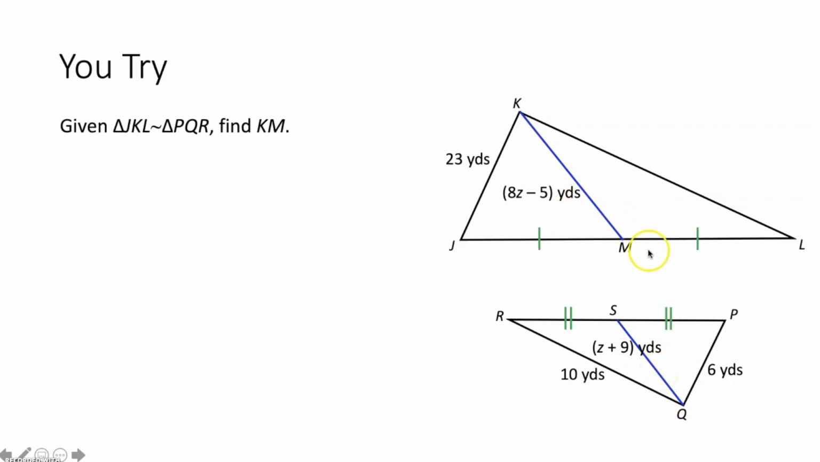And because these two triangles are similar, we know that the lengths of the corresponding medians are proportional to the lengths of the corresponding sides. So we can set up a proportion in order to solve for z. So how do we set up this proportion?